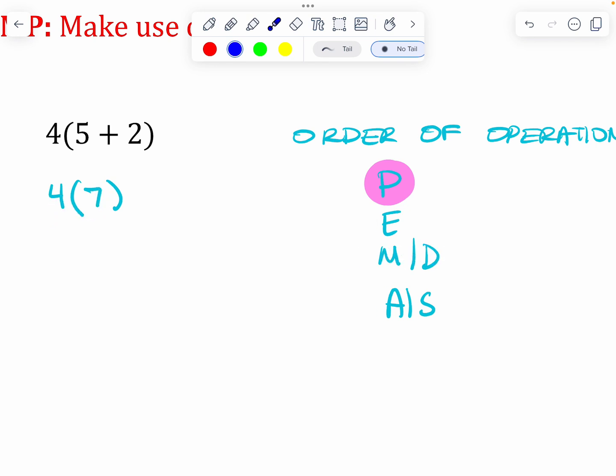4 and 7 are being multiplied. There's no symbol, so that tells me that it's going to be multiplied anyway. That's what missing symbols are. And 4 times 7 is 28. So that's my final answer. Yay. Lots of numbers turned into just one single number.